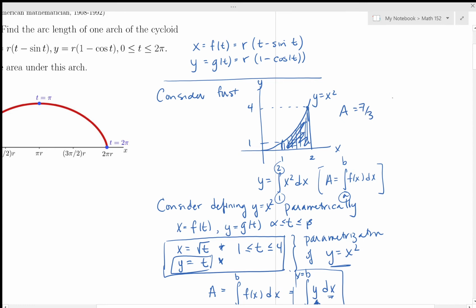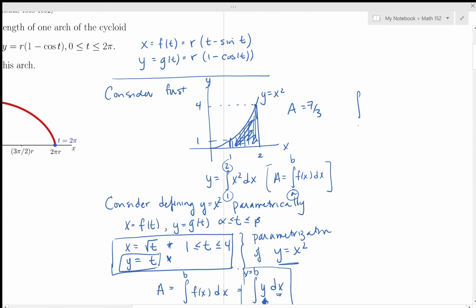Now let me just quickly check that. I claim that, of course, that is the same as the integral from 1 to 2 of x squared dx, which is 1/3 x cubed evaluated at 1 and 2, which is 1/3 times 8 minus 1, which is 7/3. Magic, it worked. Okay, so this is substitution.